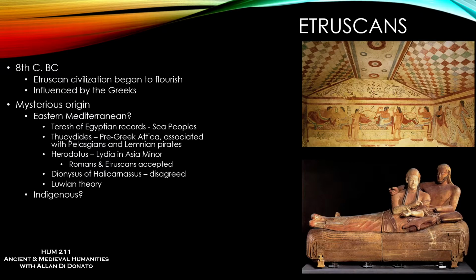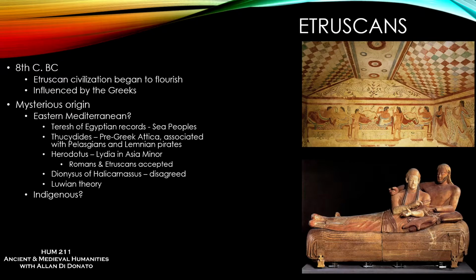Remember, we have Troy, we have all kinds of turmoil in the Near East. And then in Egyptian records, we've got the mention of these Sea Peoples. Among the peoples mentioned as Sea Peoples by Ramesses III are groups like the Teresh. Now, we don't know who half of these groups are. We only speculate on who they may be, but some people have suggested that the Teresh may be the Tyrrhenians, right, the early Etruscan people.